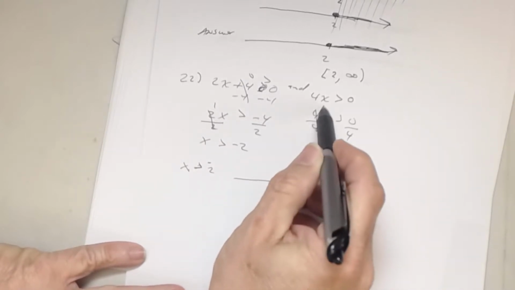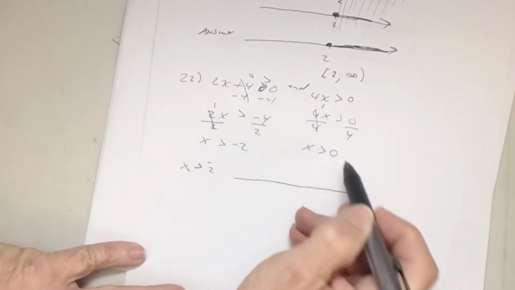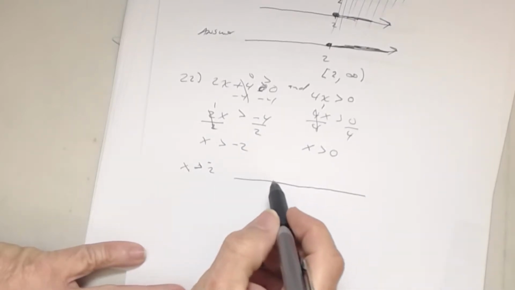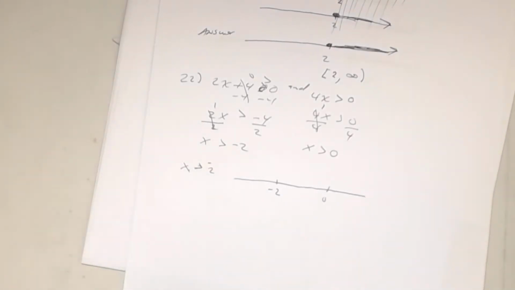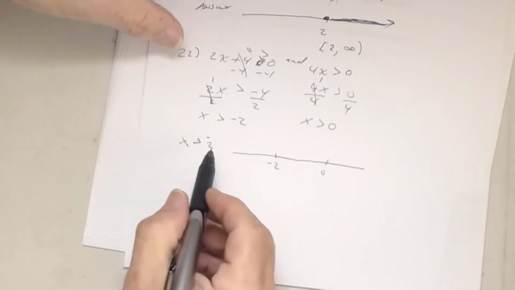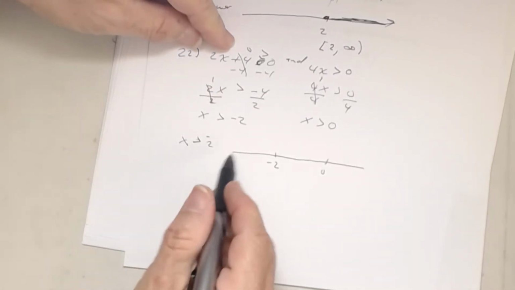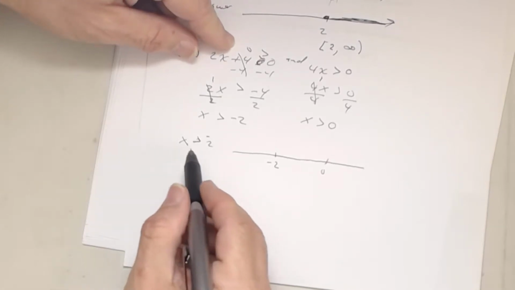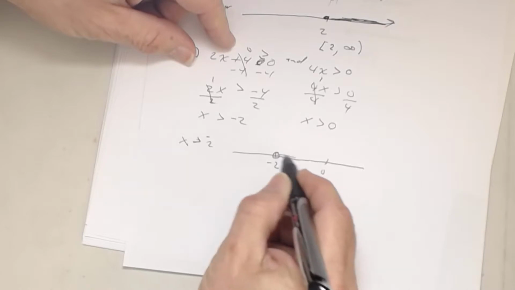4 divided by 4 is 1. 1 times x is x, so x is greater than 0. All right, so I'm going to put negative 2 first and 0 next on the number line. So when I graph the solutions to the first inequality, I'm going to put an open circle because there's no equal sign. Where? Going which way? To the right.